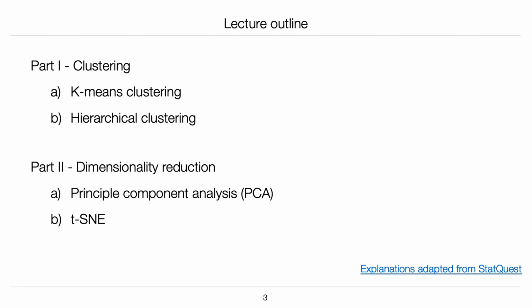So here is the outline for today's lecture. In part 1, we will cover two widely used clustering techniques: k-means clustering and hierarchical clustering. In part 2, we will cover two techniques for dimensionality reduction: principal component analysis, often seen with the acronym PCA, and another technique called t-SNE.